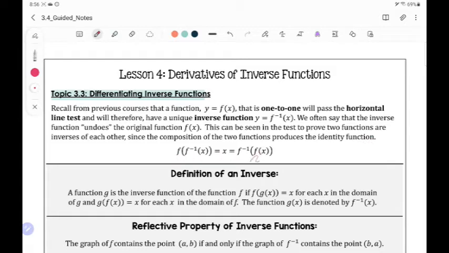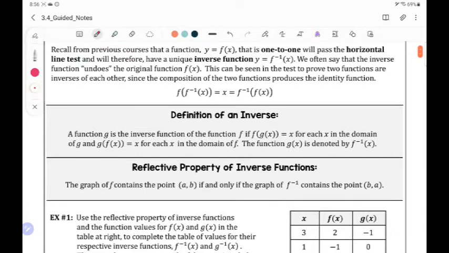So what this states is just that if I were to plug in f inverse of x for x in the function f, the answer I would get would be x. And the same thing would happen if I had f inverse and I plugged in f of x for the value of x. So that's just an interesting piece of information to keep in mind.